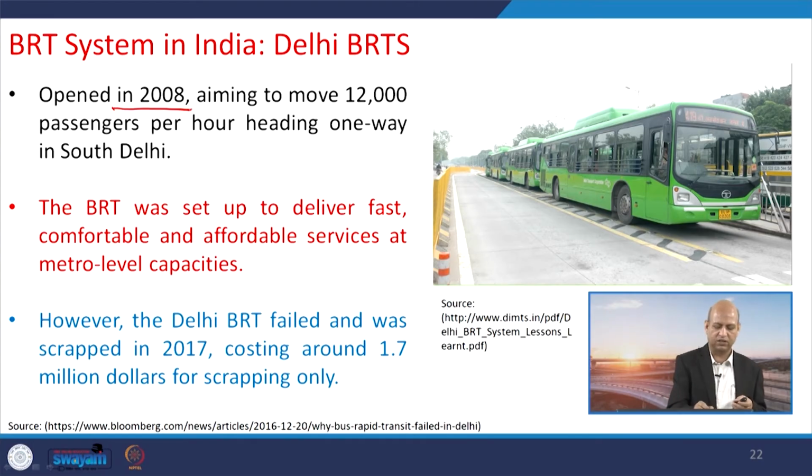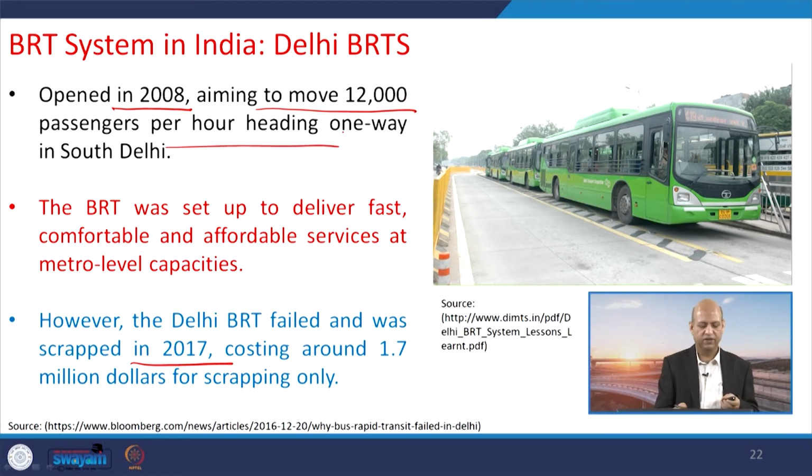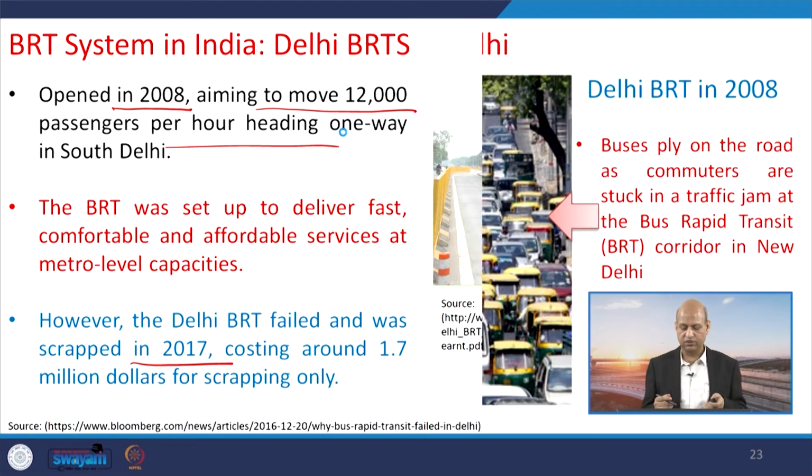It was opened in 2008, and in 2017, after it was tried for 9 years, but there were a lot of issues we will see in subsequent slides, and it aimed to move 12,000 passengers per hour, this was the ambition. In South Delhi, this was one stretch tried as a demonstration. But an ambitious goal was there, and somehow after 9 years it had to be scrapped, because a lot of resistance came from many segments of the people. Some people say it was also a kind of politics from different groups of privately owned vehicles or buses. I do not know much about that, but of course, the net result is that it could not pick up as it was aimed at.